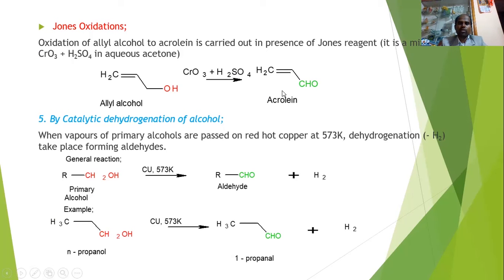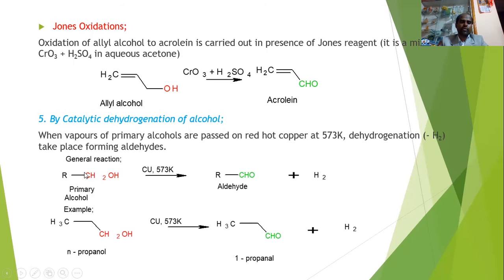Acrolein means CH2 double bond CH-CHO. Acrolein can be obtained starting with alcohol by using Jones reagent. Jones reagent is nothing but a combination of potassium dichromate in sulfuric acid. So with this, I will go to the next method. The next method is the catalytic dehydrogenation of alcohol. So catalytic dehydrogenation means a catalytic amount of copper is used, and dehydrogenation means removal of H2.